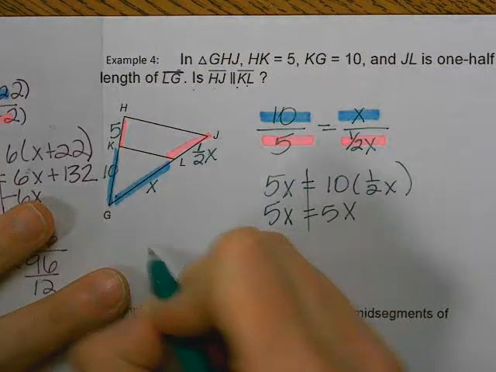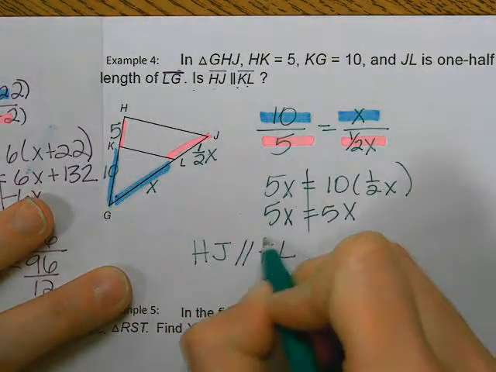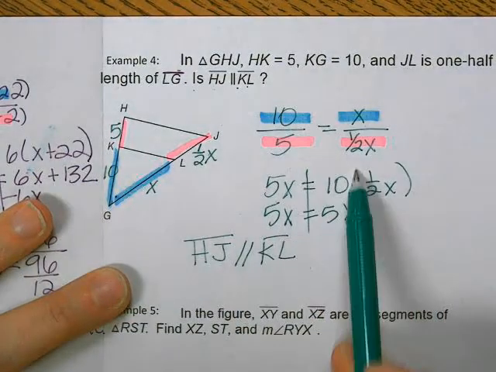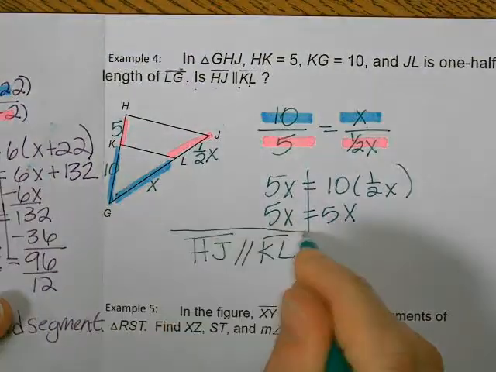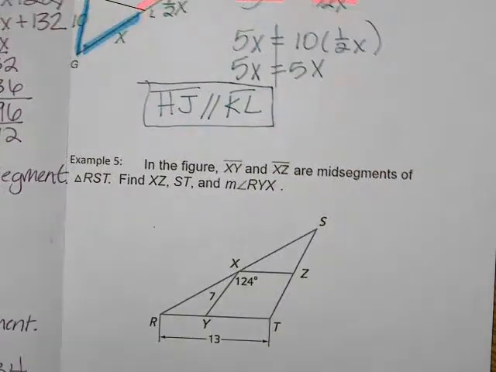So we can say HJ is parallel to KL because of these fractions being proportions. Okay? All right, the last question here is example 5.